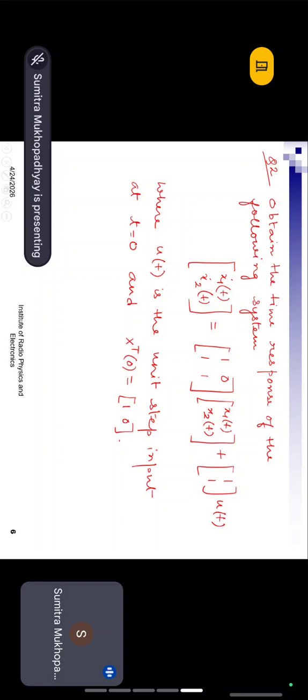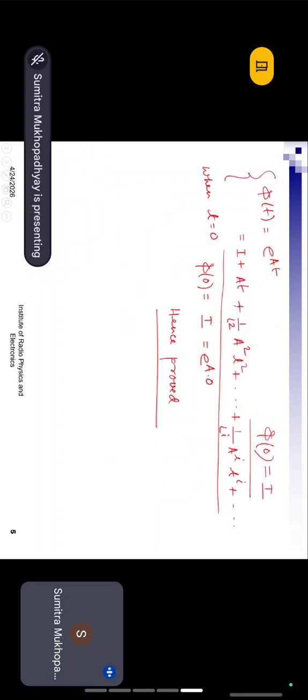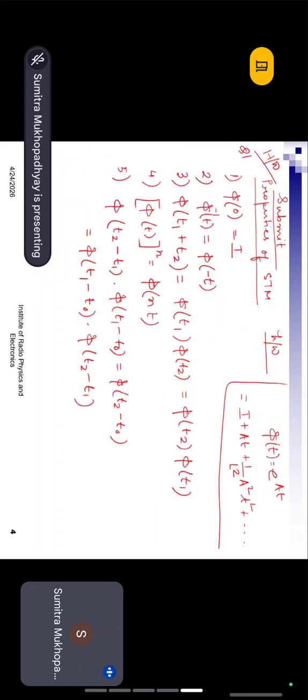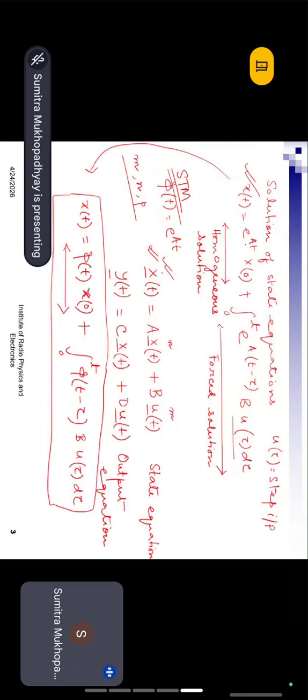So the system has some initial condition, and u(t) is the step input. These are all given. What is the objective? You have to obtain the time response of the system. Time response means you have to identify what is x(t), the solution of the state equation.